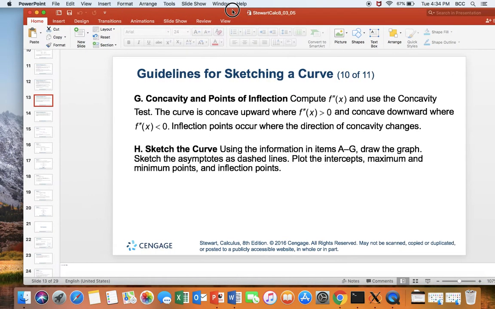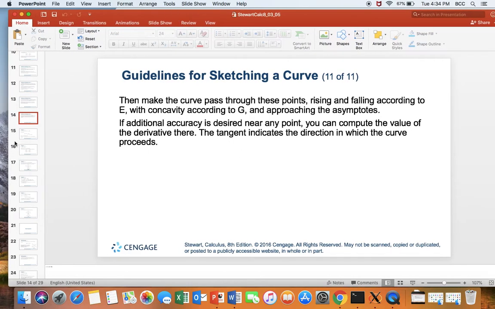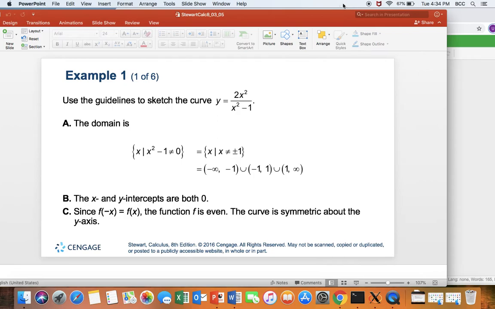Let's start with an example. Here we go. So this is a beautiful example: 2x squared over x squared minus 1. The first item in your checklist is the domain. x squared minus 1 should not be 0. That is, x must not be plus or minus 1. So you look at your number line, remove positive 1, remove negative 1, you are left with 3 intervals. That's your domain. So that was A.